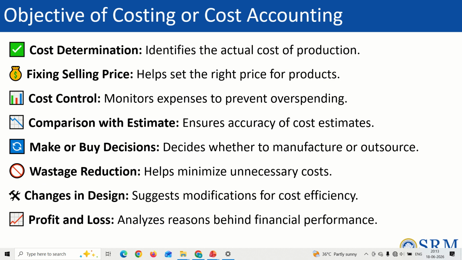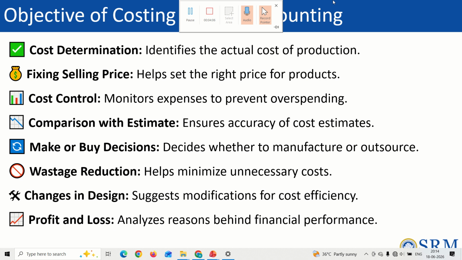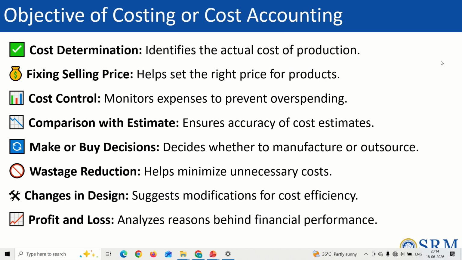So objectives of costing or cost accounting. Why do we keep these meticulous historical records? First and foremost, for cost determination, knowing precisely what production cost us. It ensures we fix the correct selling price, allows managers to step in for cost control to prevent overspending, and serves as an audit mechanism to compare actual cost against our original estimation. It also helps guide long-term make or buy decisions, actively pinpoints and reduces waste, and helps us evaluate design modification and improve cost efficiency.